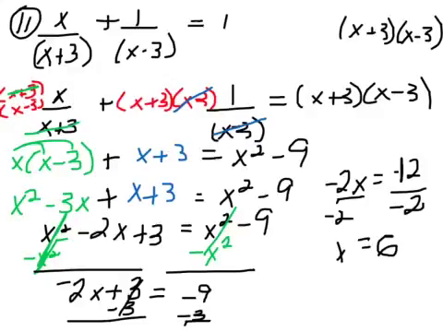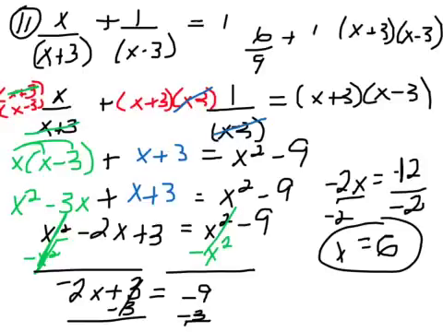Now let's go check this because actually that's the answer. If you go check it, if you plug it in, it will work. 6 over 9, that would be 2/3, plus 1 over 6, would be equal to 1. That works. You can plug it in and check your work and see that it works. Okay. 13.